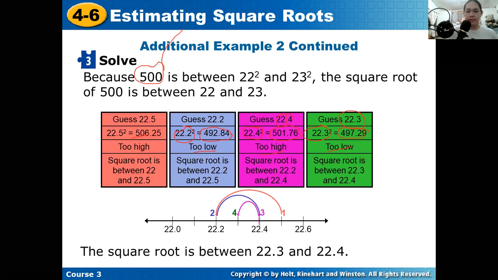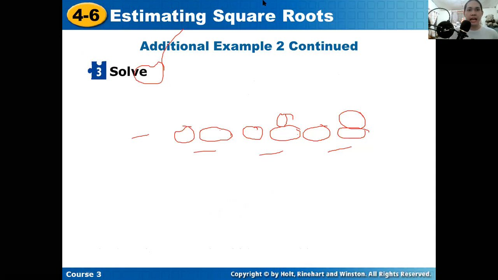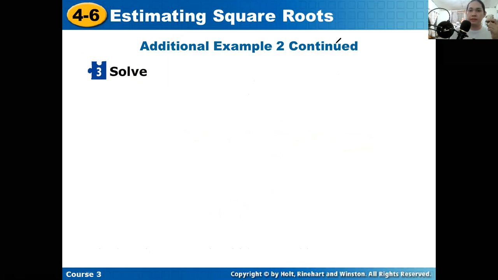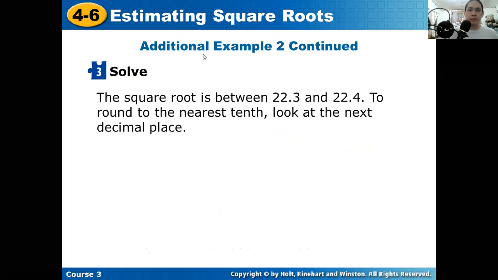You can extend it. So now let's have another example so that you will get it more clearly about estimating square roots. For the next example, what I mean is we will still continue with the example that we have. We use 22.3 and 22.4, right?